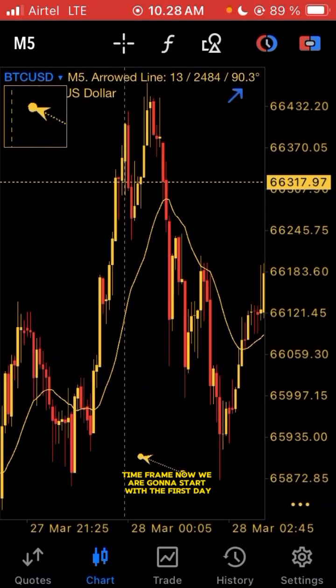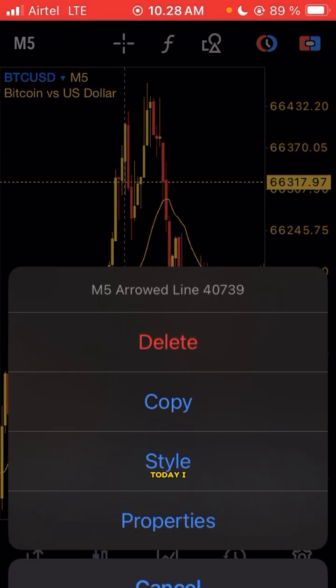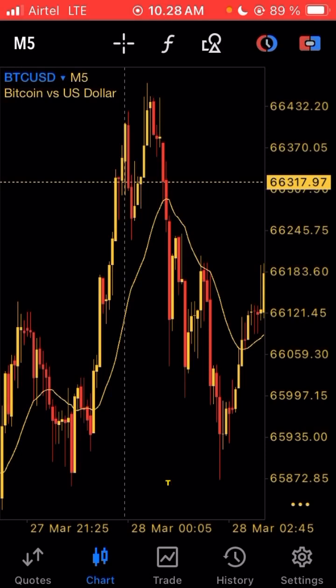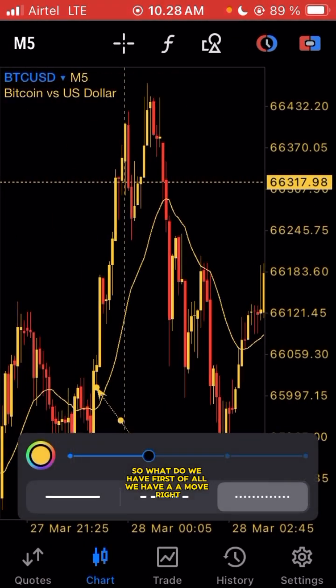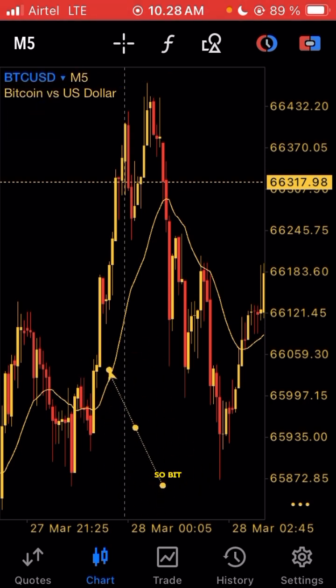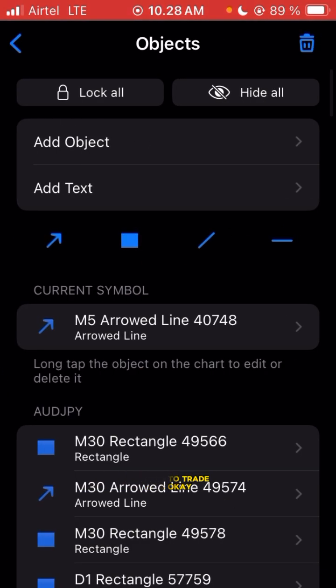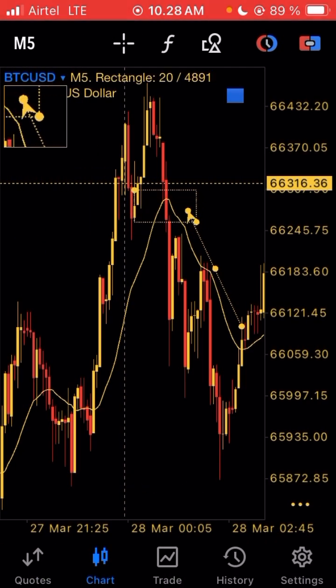Now we're going to start with the first day, today in general. We're going to start with today, this day, right? So what do we have? First of all, we have a move, right? So Bitcoin has been moving over the past 24 hours, but from here to here, we are going to say in the past couple of hours, right? And what we want to do is, we are not going to trade this. We are not going to trade here. We want to trade here. Okay, so we are going to mark this area.